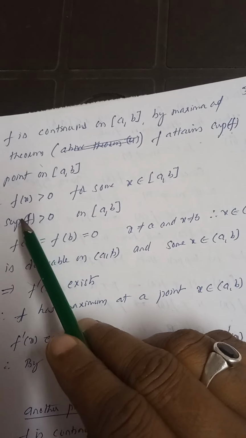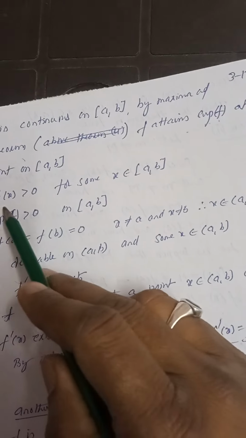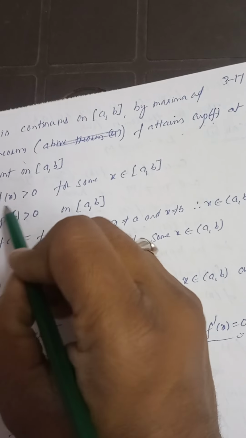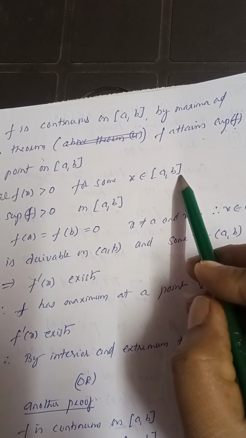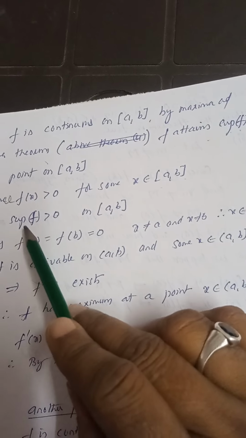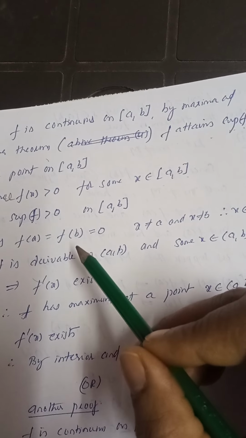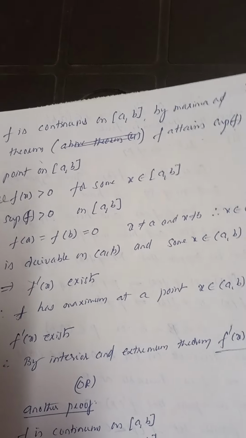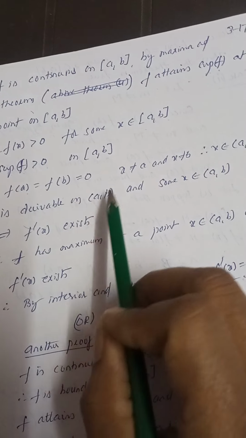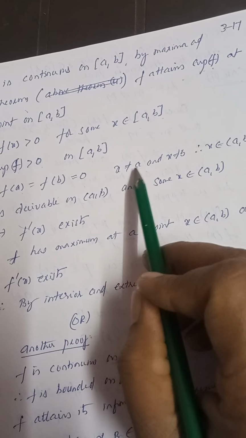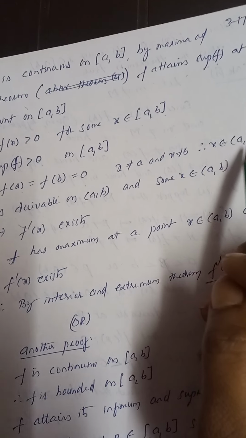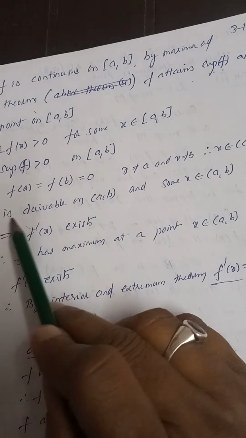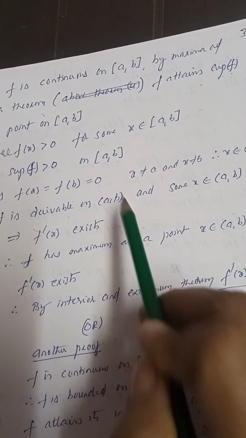Now, since f of x is greater than 0 according to our assumption for some x value belonging to closed interval a comma b, that means it is an increasing function. Supremum of f is also greater than 0. If the function values are always greater than 0, then the supremum is always greater than 0. Now see, as f of a is equal to f of b is equal to 0, x is not equal to a and x is not equal to b for all x belongs to open interval a comma b, f is differentiable on open interval a comma b.